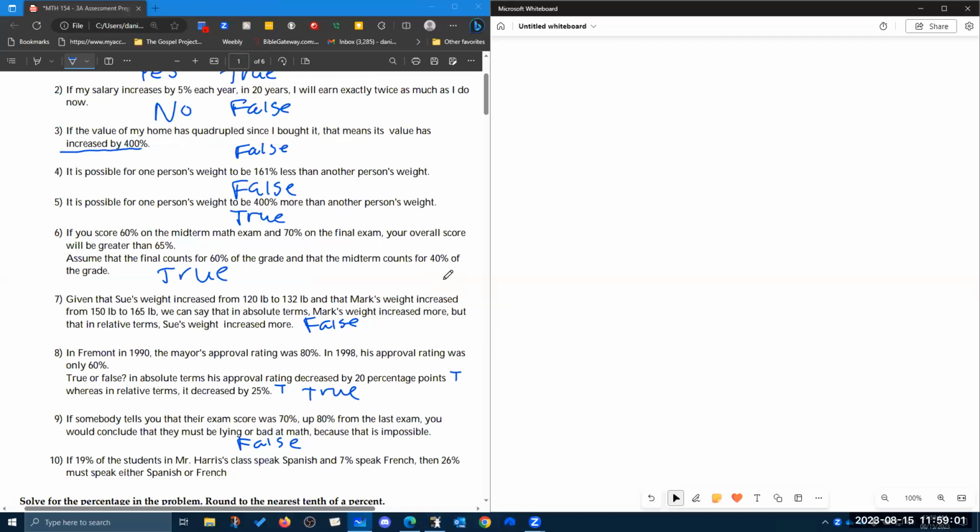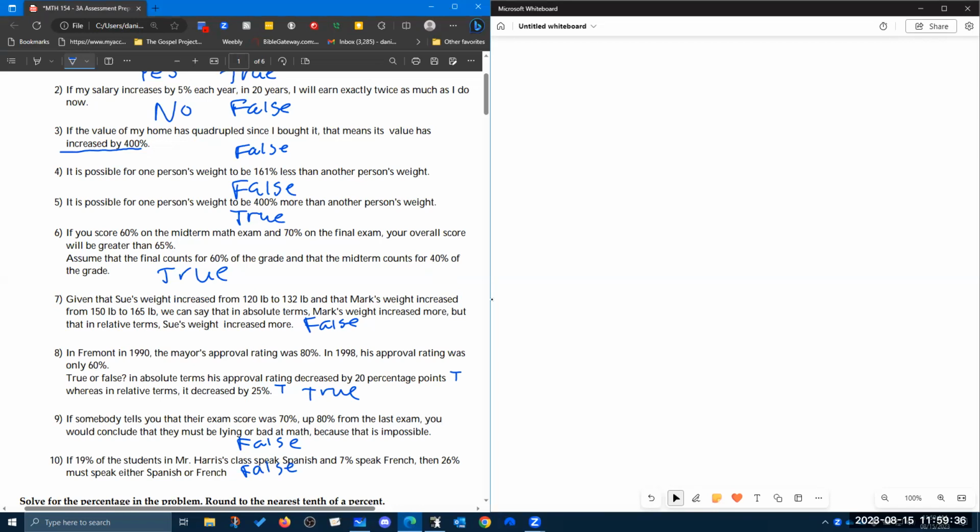All right, last problem in this section, just to see if it makes sense to you. If 19% of the students in Mrs. Harris's class speak Spanish and 7% speak French, then 26% must speak either Spanish or French. That's false, because there could be bilingual students in there where the same student speaks French and Spanish. So it's not okay to just add them together like that.